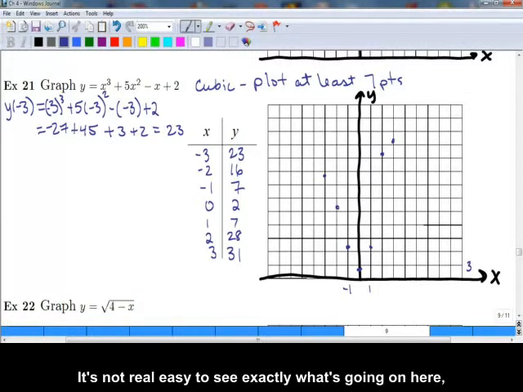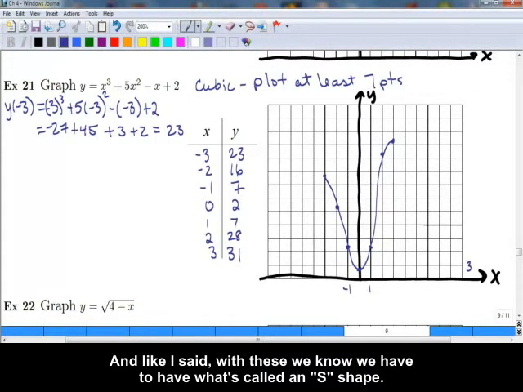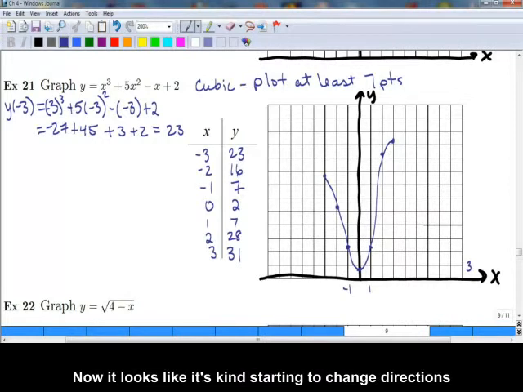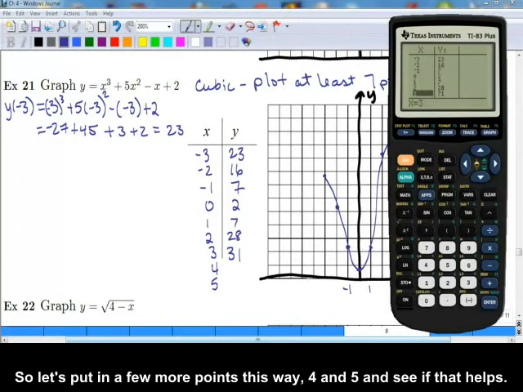It's not real easy to see exactly what's going on here if we just connect the dots that we have. It looks something like this. And like I said, with these, we know we have to have what's called an S shape. Now it looks like it's starting to change directions and maybe go back down in this positive direction. So let's put in a few more points this way, 4 and 5, and see if that helps.